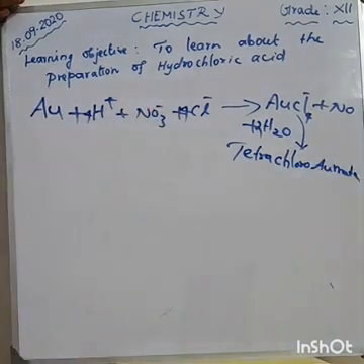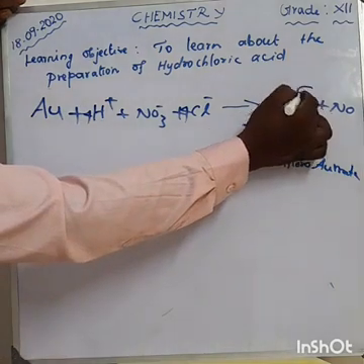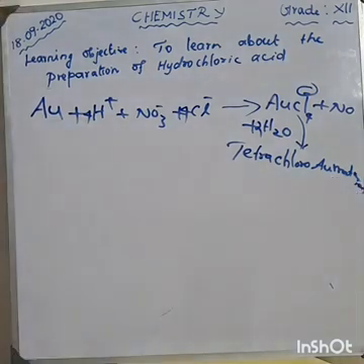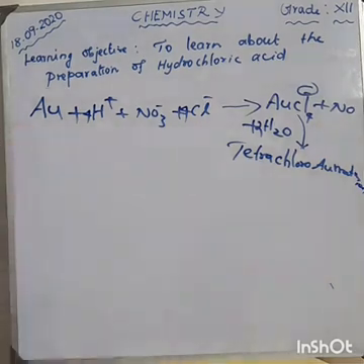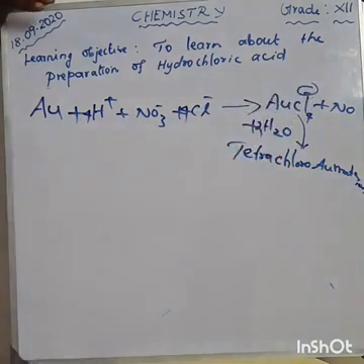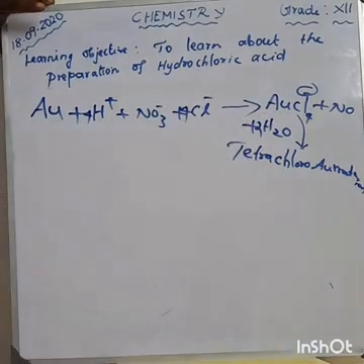Aurate. Here it has a minus charge, so you should say ion. Tetrachloroaurate ion. For gold you should say aurate, for example AuCl3, we say auric chloride like that. For naming this complex, we have the 6th lesson on coordination compounds, where we can learn how to name complexes. We can discuss that later.